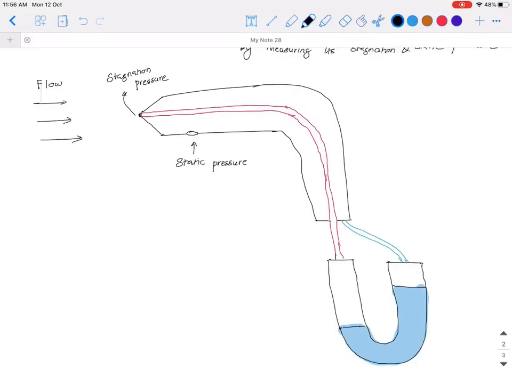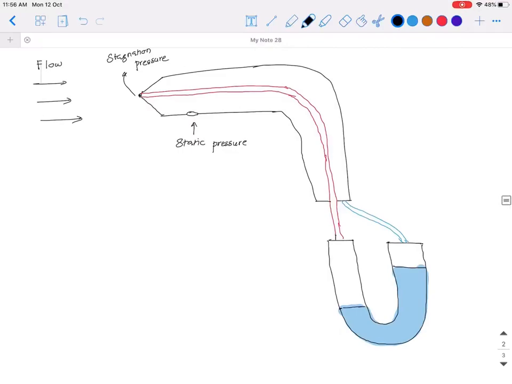So these two, let us say the flow is airflow, for example. These two points are connected to two ends of the U-tube manometer, which is filled with the manometric fluid of density rho m. So let's say the density of the fluid is rho, the density of the manometric fluid is rho m, and we will have the height difference to be hm. So this leg has stagnation pressure and this has static pressure.